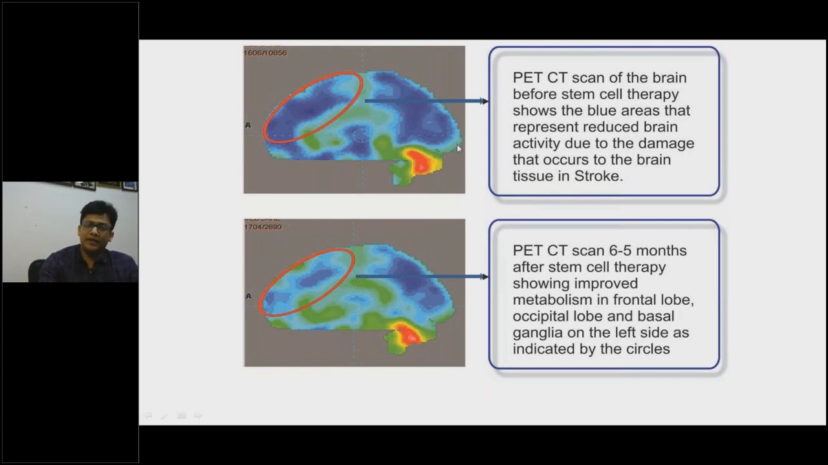So in this particular patient, PET CT scan of the brain done before stem cell therapy shows quite a large blue areas. But when we compare this patient after 6 months of stem cell therapy and vigorous rehabilitation, we found a lot of blue areas are getting converted into light blue or green areas, which suggests that the metabolism in these areas is becoming normal. So if the function is becoming normal, definitely there is going to be improvement in the symptoms.